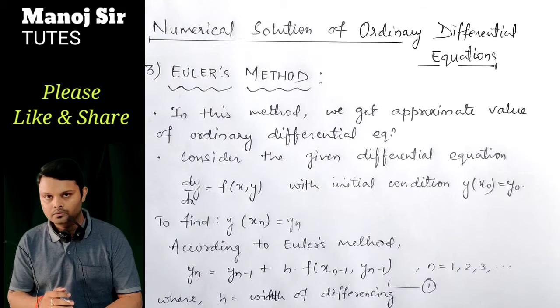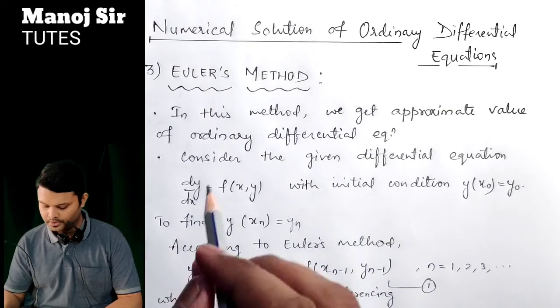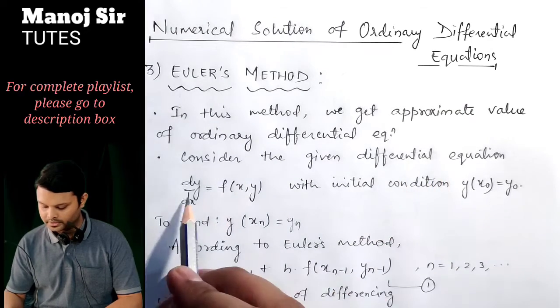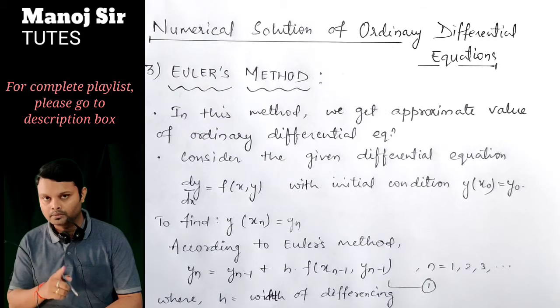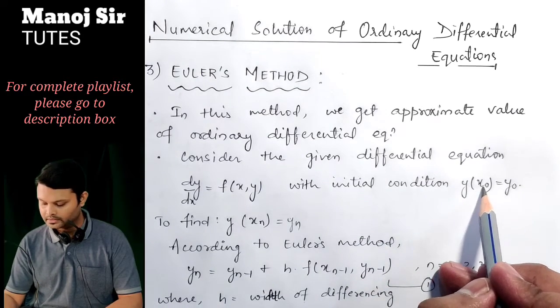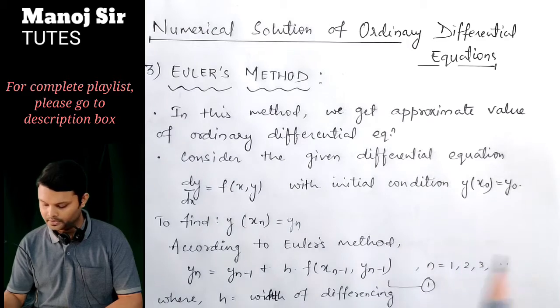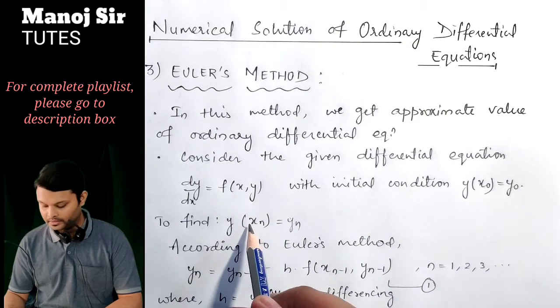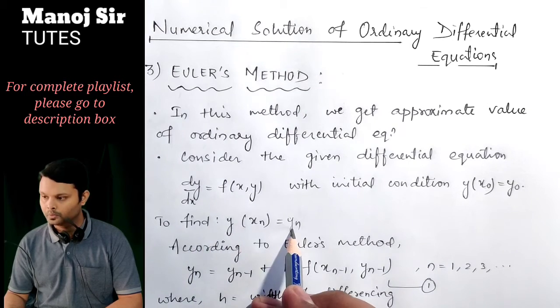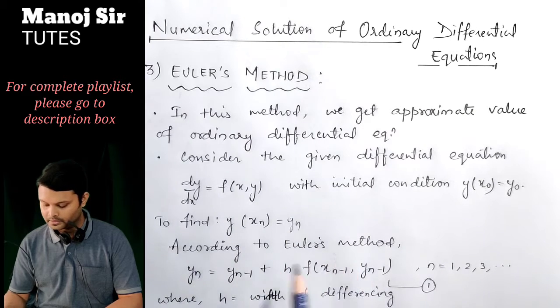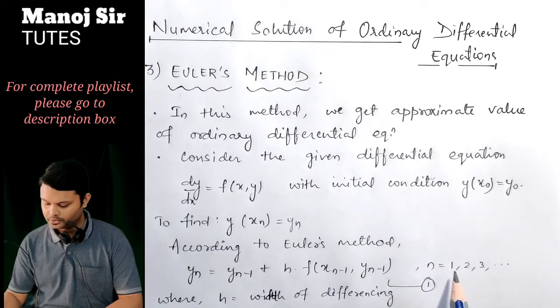Now we will see what the procedure is to use Euler's method. Let's suppose you have a given differential equation, dy upon dx equals f of x comma y, and with this we will have one more thing, the initial condition, that at x equals x naught, y equals y naught. You need to find y at x equals xn. So let us suppose at x equals xn, y equals yn. Now according to Euler's method we have one formula: yn equals yn minus 1 plus h into f of xn minus 1 comma yn minus 1, where n equals 1, 2, 3 and so on.